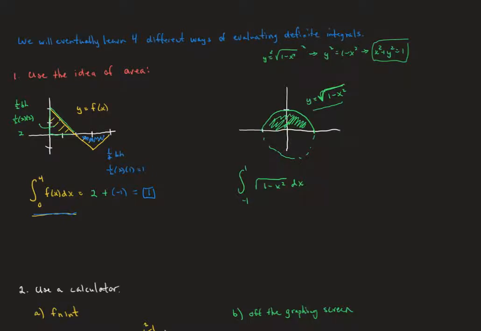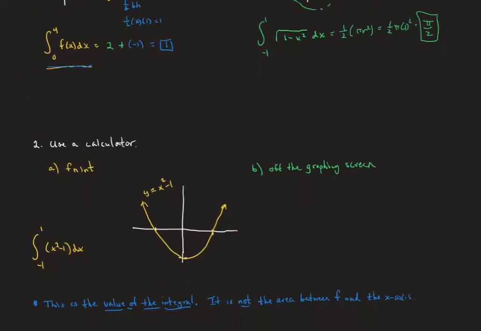Using our area argument, we know that this is going to be 1/2 because it's a semicircle, and pi r squared is the area of a circle. This circle has a radius of 1, so that's going to be 1/2 pi times 1 squared, which is going to be pi over 2. So this is all above the x-axis. Using our area argument, we're going to say that this integral from negative 1 to 1 of the square root of 1 minus x squared is equal to pi over 2.